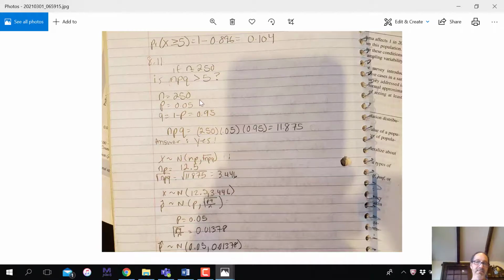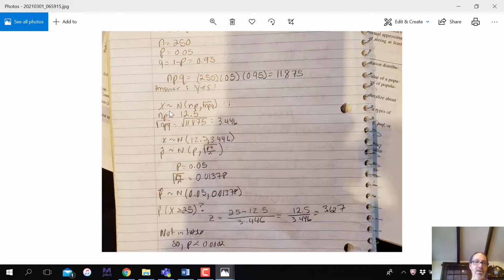All right, so we do npq again, where q is 1 minus p. Some textbooks use q, some use 1 minus p. Let's just go with what they have here because it's simpler. Well, npq is 250 times 0.05 times 0.95. We get 11.875. So this is greater than 5 for sure. So yes, we can use it, thank goodness.